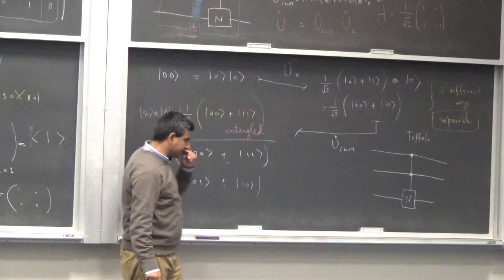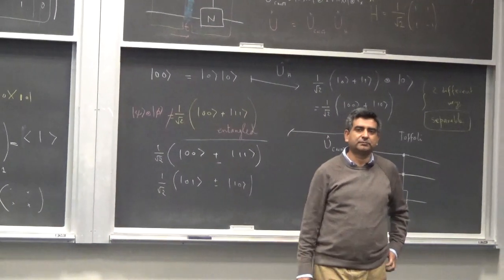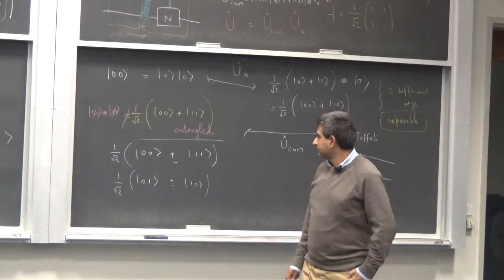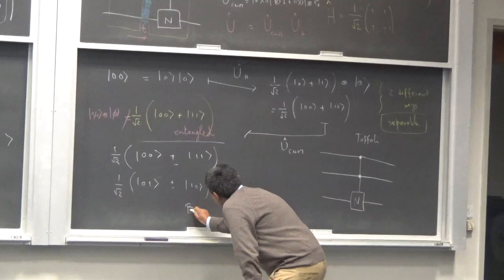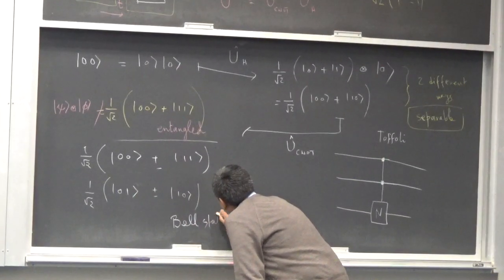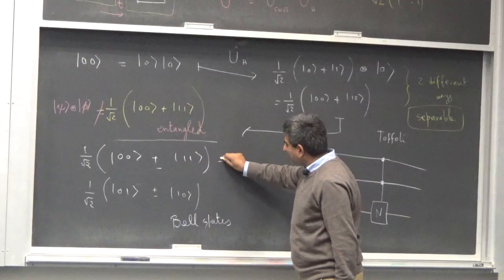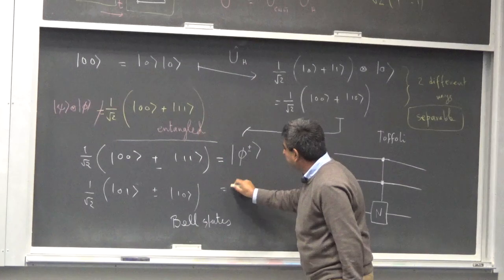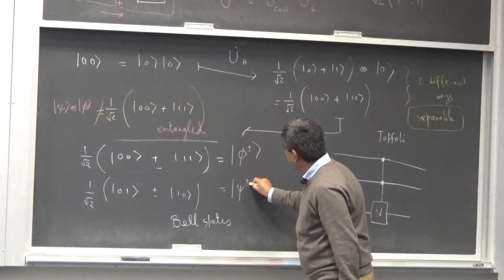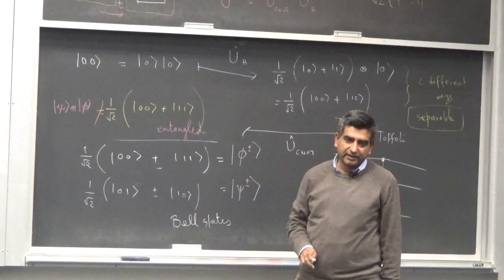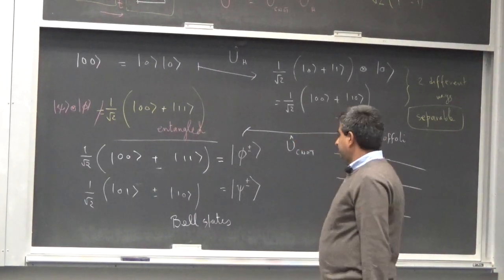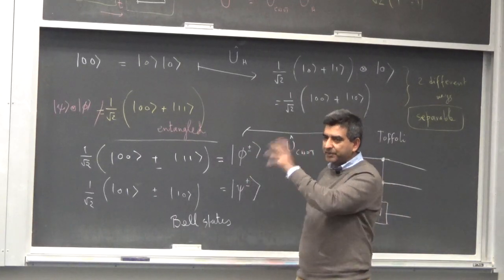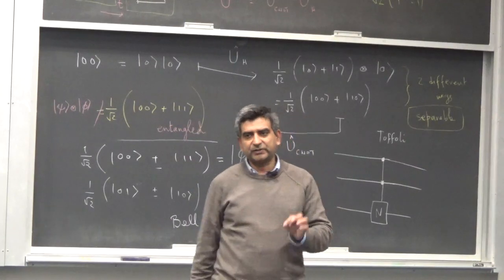In fact, these 4 states are called the Bell states, in honor of John Bell. Generally, you denote these states by phi plus, phi minus, and these states by psi plus and psi minus. These are really important entangled states. The phi plus, phi minus, psi plus are also called the triplet states, and the psi minus is sometimes also called the singlet state.